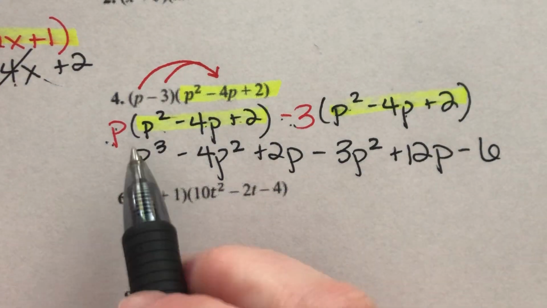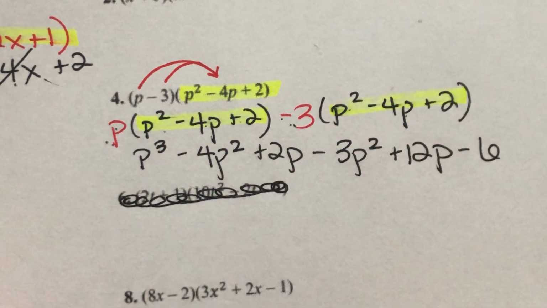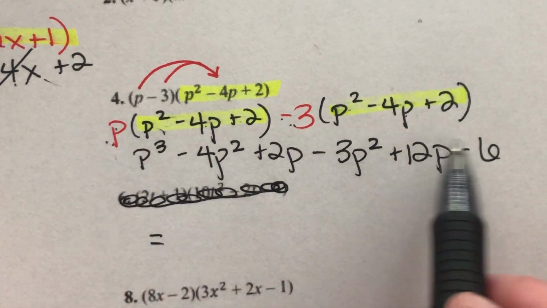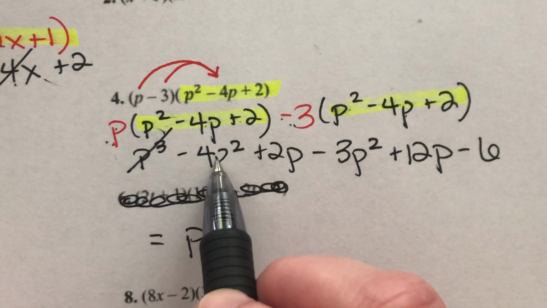Okay, so we've got this whole big thing. So now I want to simplify all of that. So I want to say, do I have anything bigger than p to the third? No, and that's the only one. So I'm going to write p to the third. Used it.